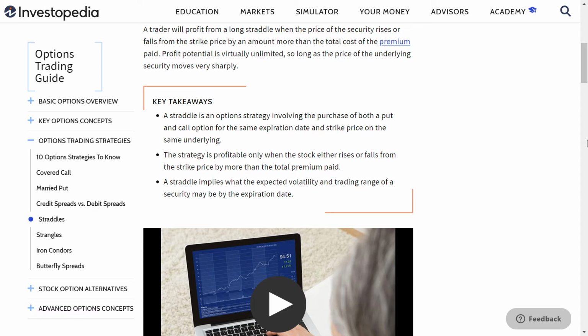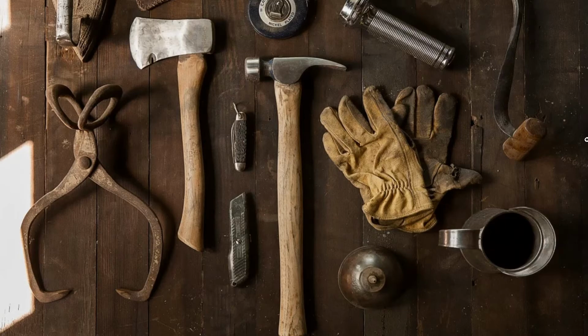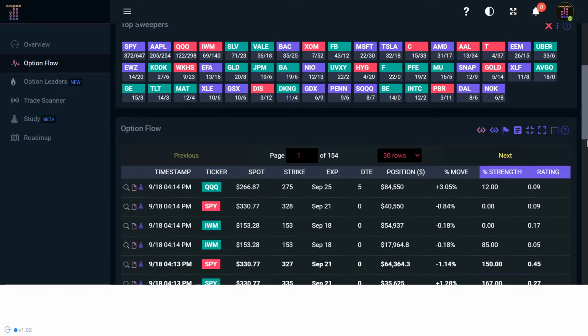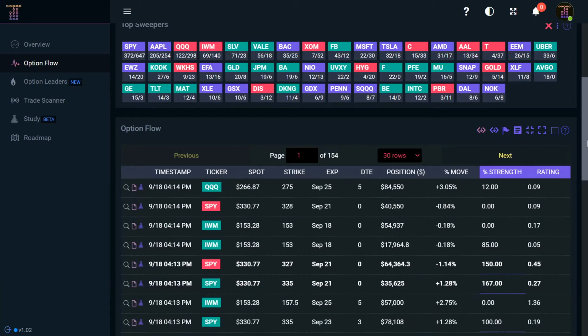That's about all there is to it. You can read more about it on Investopedia. I have all the resources below, but I'm just doing some real basics for options here to get you guys kind of understanding the risks and rewards and all that kind of stuff. There are a lot of different tools. With Trade UI, you can do a lot of different strategies.